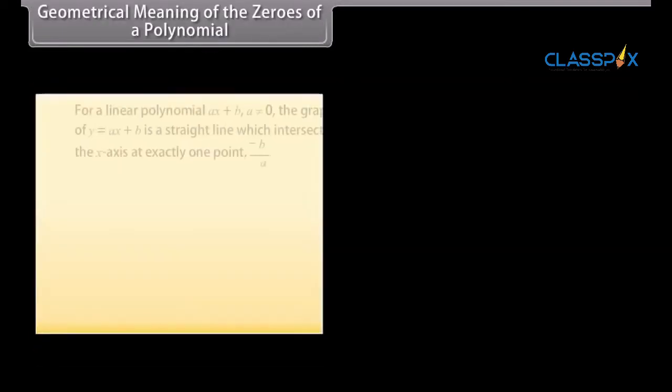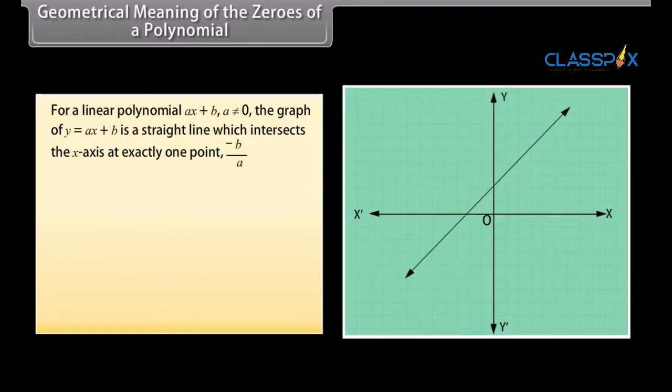Geometrical meaning of the zeros of a polynomial. For a linear polynomial ax plus b, a is not equal to 0. The graph of y is equal to ax plus b is a straight line which intersects the x-axis at exactly one point, minus b upon a. Therefore, the linear polynomial ax plus b, a is not equal to 0, has exactly 1 zero.